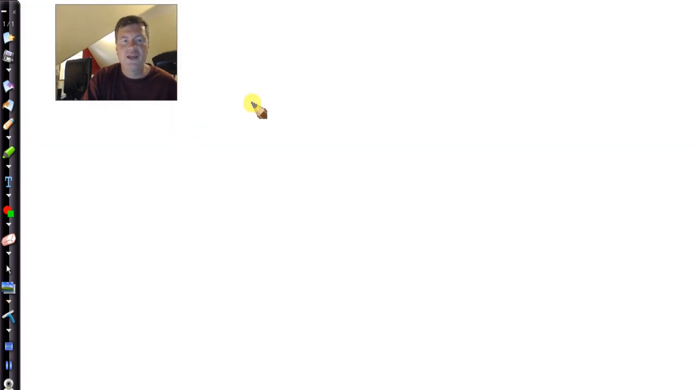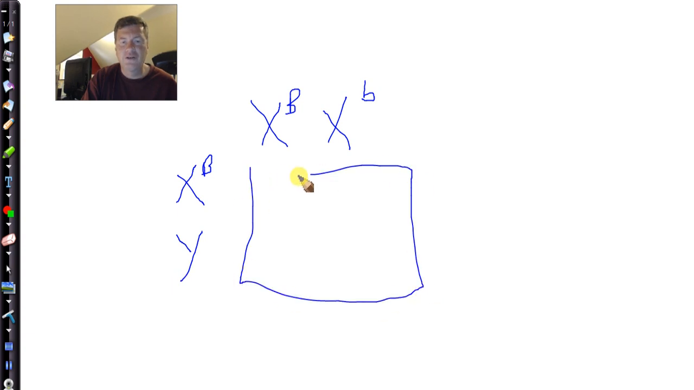Okay, if I have this case, if I have a female who's X big B, X little b, and let's say the dad is X big B, Y. So let's do the Punnett square. That's not a very pretty square. Try drawing with a mouse. Okay, so let's look at the possible offspring.